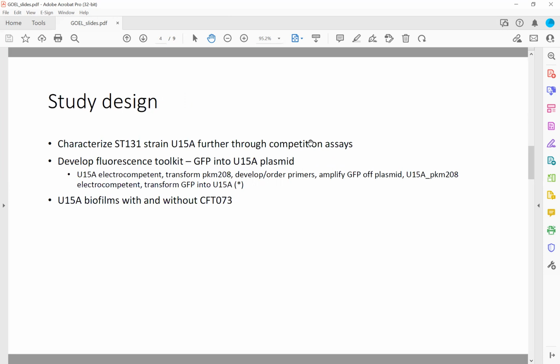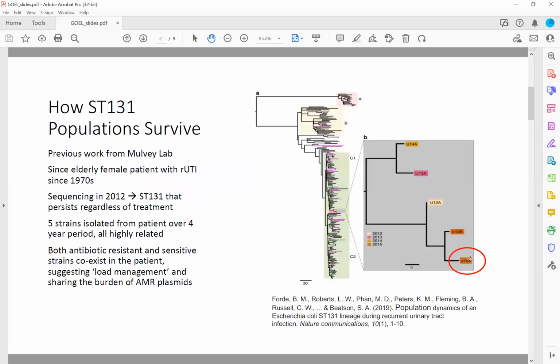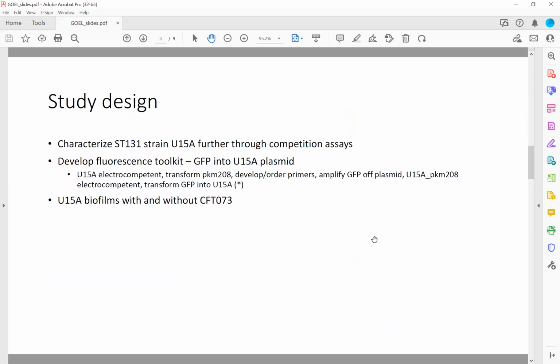One of the things we're going to be doing is characterizing the U15A ST131 strain. Again, that's this one right at the bottom here, the 2015 isolate from, I believe, March of that year. And we're going to be looking at competition assays to see if it indeed does hold on to that plasmid or if it lets go, and if nutrient factors affect whether it holds on to the plasmid or not. And I'll go into that in a little bit.